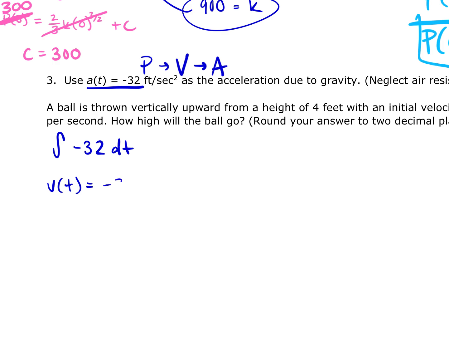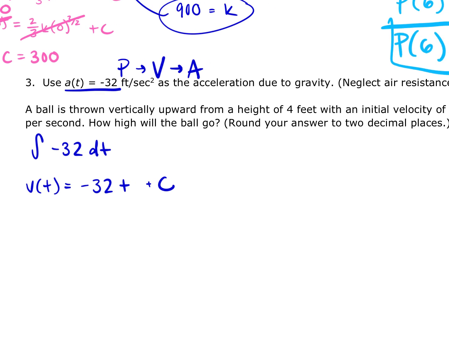It would be negative 32t plus c. Perfect. Because our variable here is t, this would be our velocity. Let's solve for c before we find our antiderivative again, because we can't find our antiderivative with just c as c. We need to figure out what it is. So let's go back to our question.